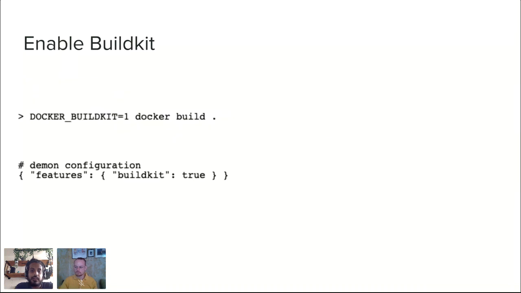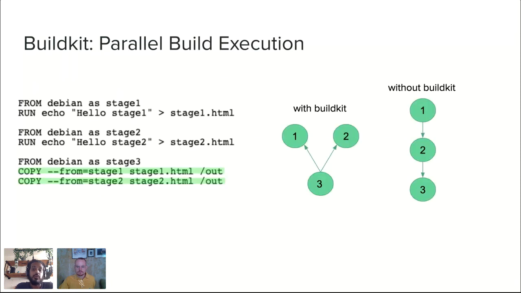To enable Buildkit, you have to set the value of DOCKER_BUILDKIT to 1 when you build the Docker image, or you can set it in your daemon configuration as well. The way parallel build execution works is, in this example, we have 3 stages, and in stage 3, we are copying artifacts from stage 1 and from stage 2. Stage 1 and 2 are not dependent on each other.